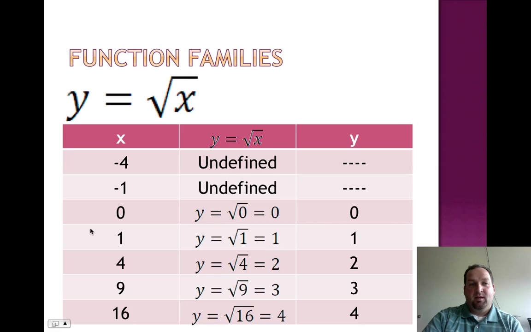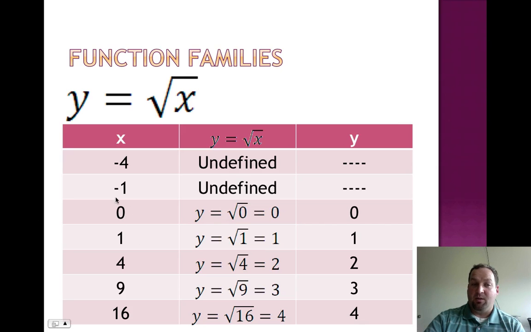All right, -1. Once again, you cannot take the square root of a negative number, so that one is also undefined. We can take the square root of 0 and we get out 0. We can take the square root of 1 and that gives us 1. The square root of 4 gives us 2. The square root of 9 gives us 3. Last but not least, the square root of 16 gives us 4.